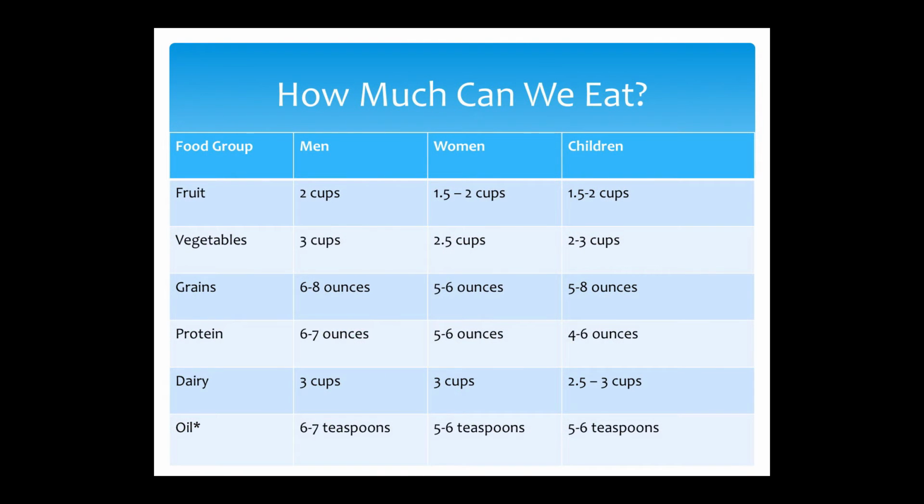And then here it breaks it down for men, women, and children on how much to eat. Fruit, on average, we need around 2 cups a day. Vegetables, 3 cups. Grains, anywhere from 5 to 8 ounces. Protein, 4 to 7 ounces. Dairy, we need about 2.5 to 3 cups a day.